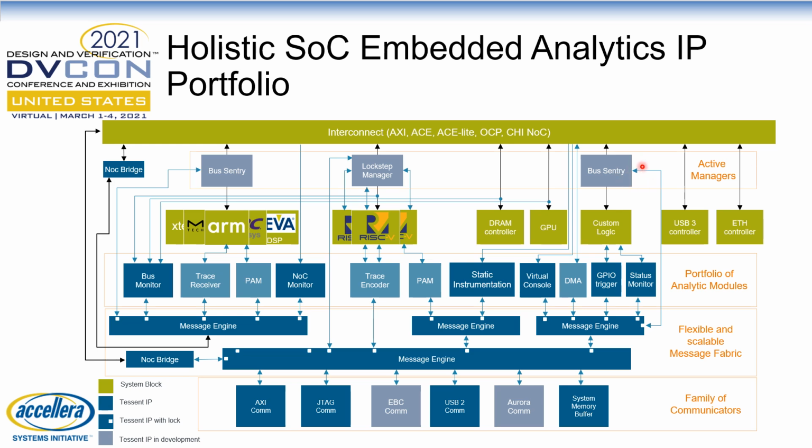The last family that we want to talk about today are our active managers, where we have a bus sentry IP, which is used for a security solution whereby it can monitor accesses to a protected region of memory or protected peripheral and actively block transactions from going across. And also our lockstep manager, which is a solution for running and controlling 2 or more resources that need to operate in lockstep.